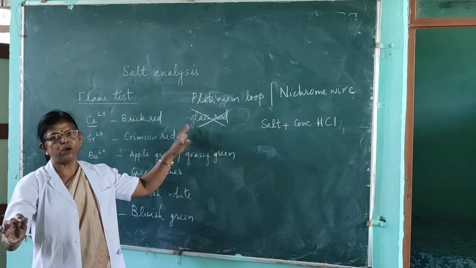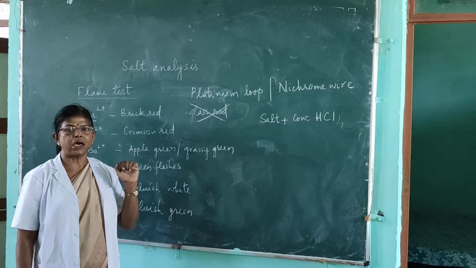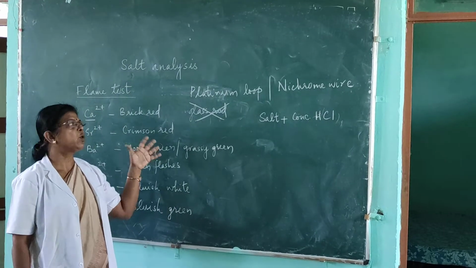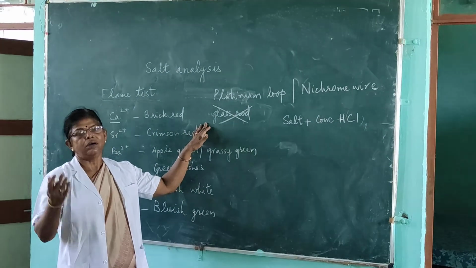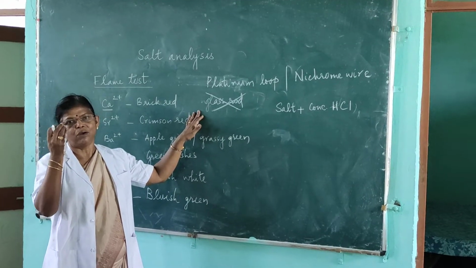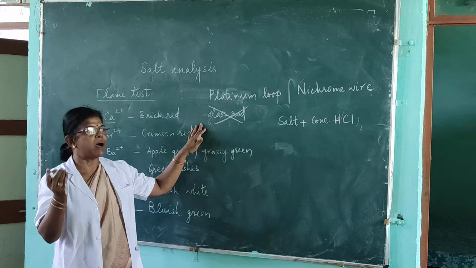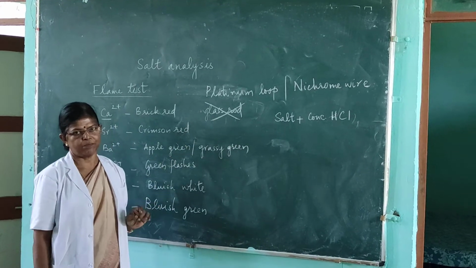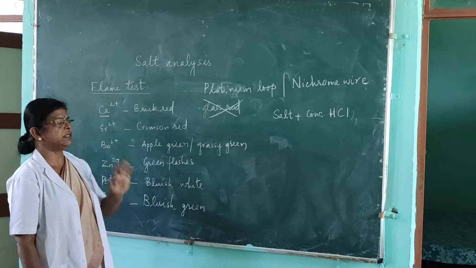Since sodium ions are not in your syllabus, you can use a glass rod also, omitting the golden yellow color which is imparted by the glass rod to the flame. Now, how to do the flame test?